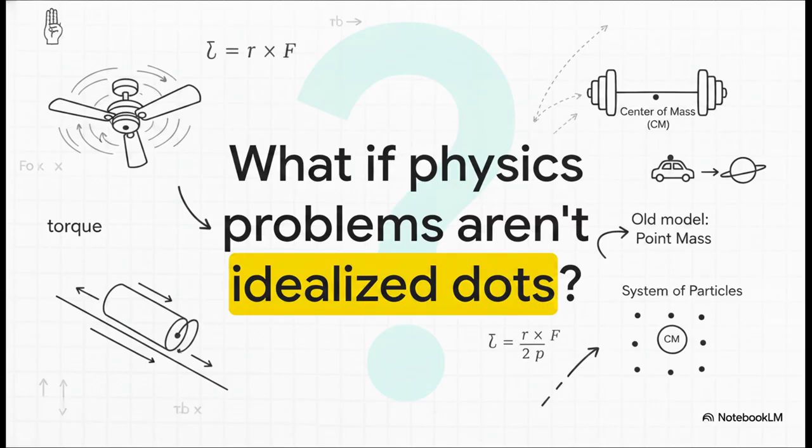But think about a spinning ceiling fan, or maybe a heavy cylinder rolling down a ramp. Their motion isn't just pure translation, where every single particle moves at the exact same velocity. It's translation plus something else. And to figure out what that something else is, we really need to upgrade our models.